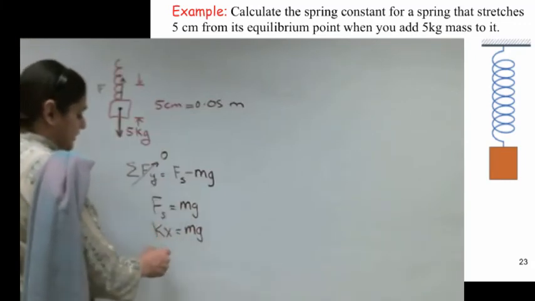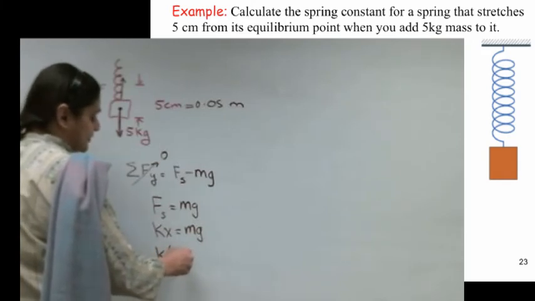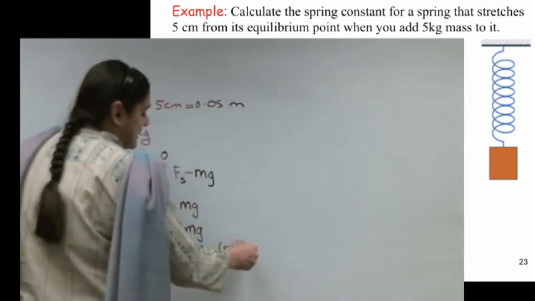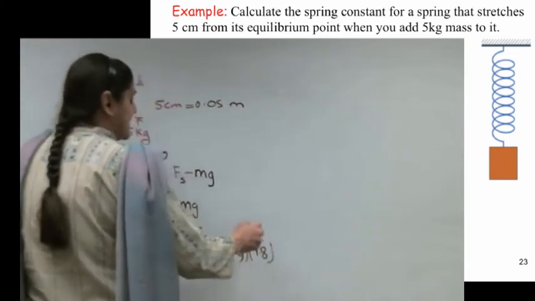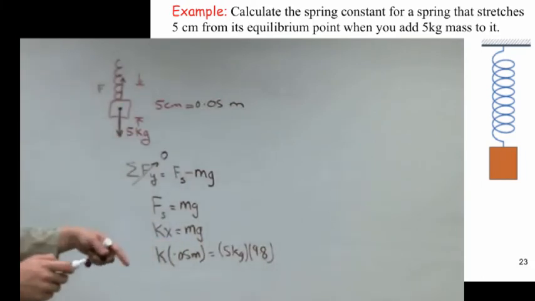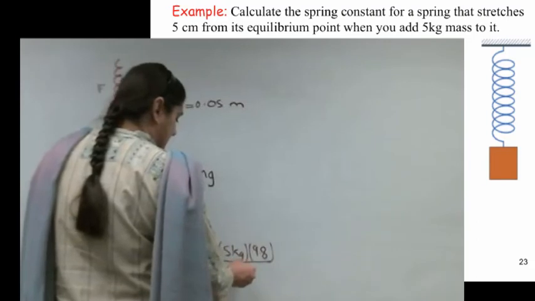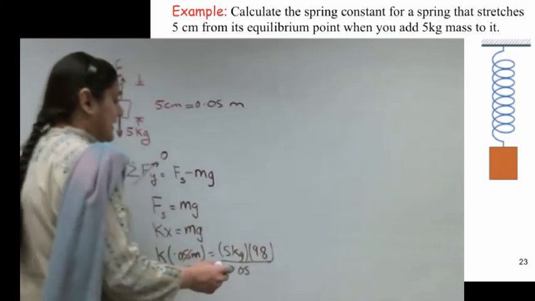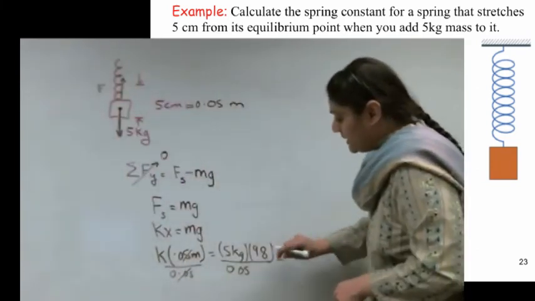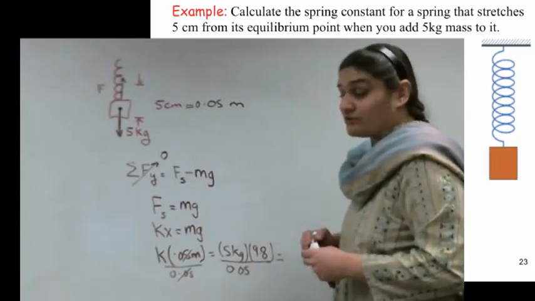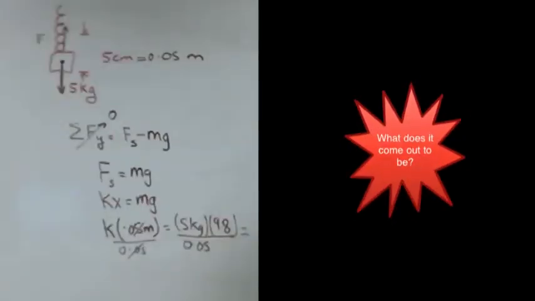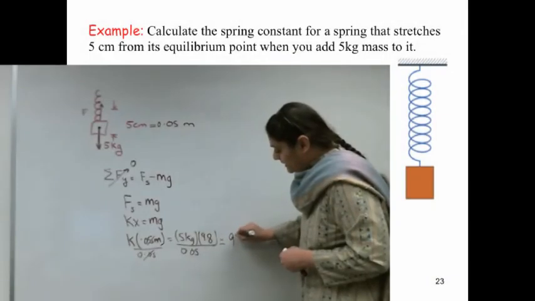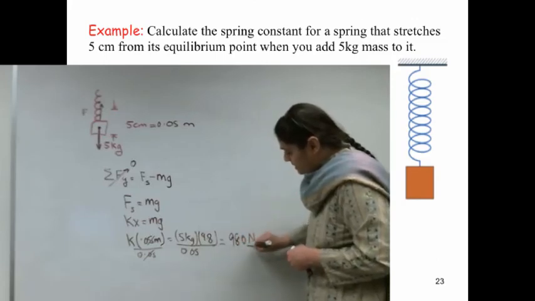What do they give me? They give me 0.05 meters as the stretch, and I have a 5 kilogram mass, and I have 9.8 as my value of g. So all I have to do is move things around. The 0.05 cancels, and I can have the value of k equal to 5 times 9.8 divided by 0.05, which comes out to be 980 newtons per meter.